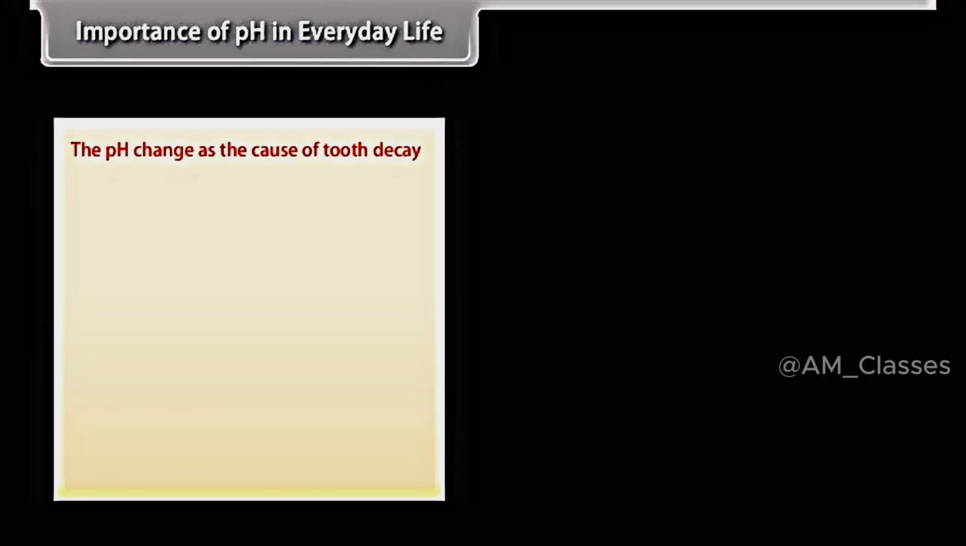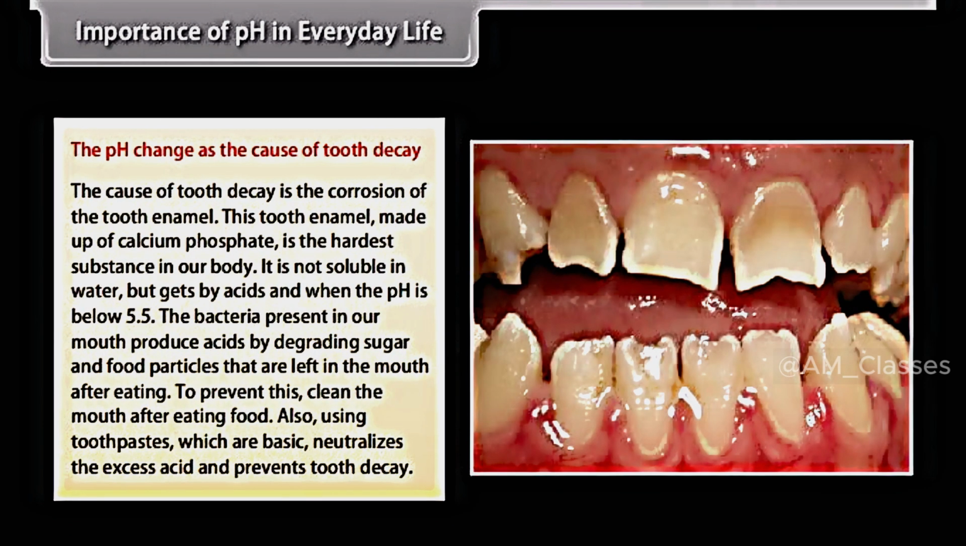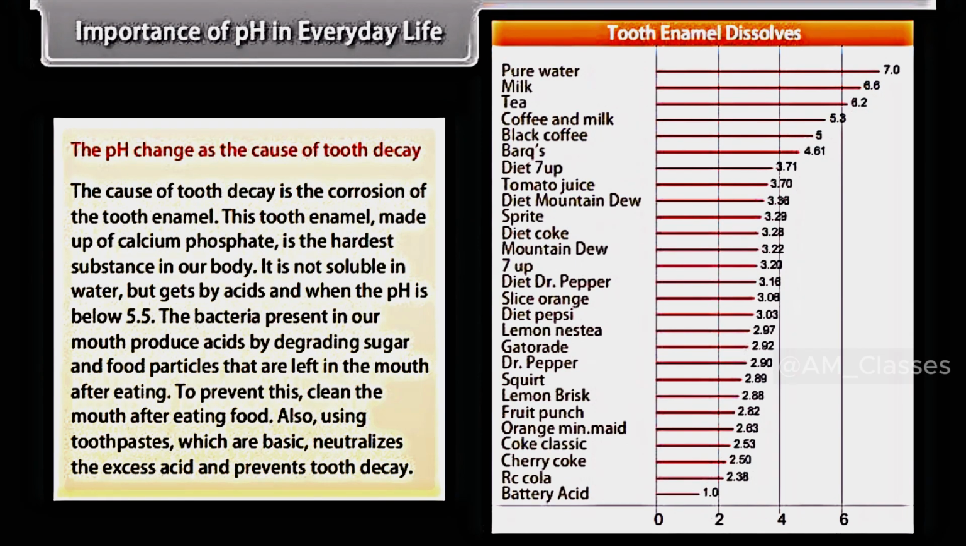The pH change as the cause of tooth decay. The cause of tooth decay is the corrosion of the tooth enamel. This tooth enamel, made up of calcium phosphate, is the hardest substance in our body. It is not soluble in water but gets corroded by acid when the pH is below 5.5. The bacteria present in our mouth produce acids by degrading sugar and food particles that are left in the mouth after eating. To prevent this, clean the mouth after eating food. Also, using toothpastes, which are basic, neutralizes the excess acid and prevents tooth decay.